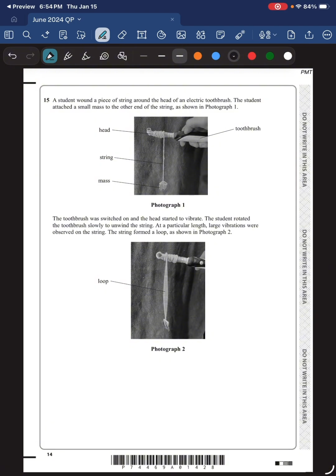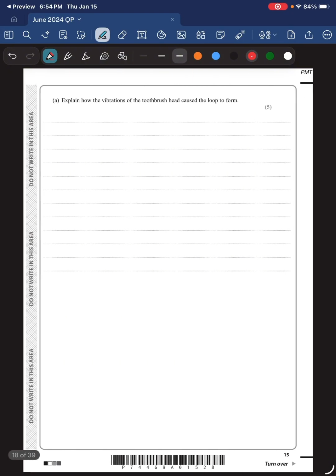Okay, so a loop, I guess they mean this. This is what they mean by a loop. Okay, I mean, you can see it. That kind of thing. Okay. A, explain how the vibrations of the toothbrush head caused the loop to form. So I guess you can think of this as a resonance. So you can answer like this.